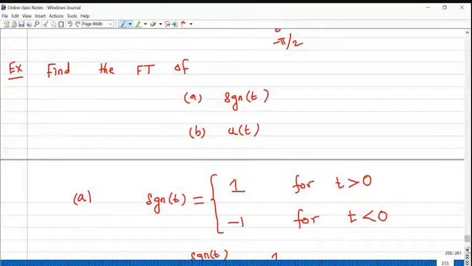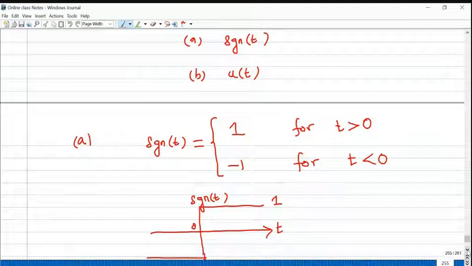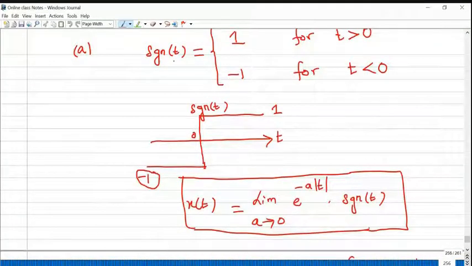Okay, in today's class we will solve two more problems. These are all standard problems. Many times, frequently, these problems will be repeating in Fourier transform. One is the signum function. If you directly use this integration limit, then you will get an infinite result, even though the signal is a bounded signal. So for that reason, we have to modify the signum function in this format.